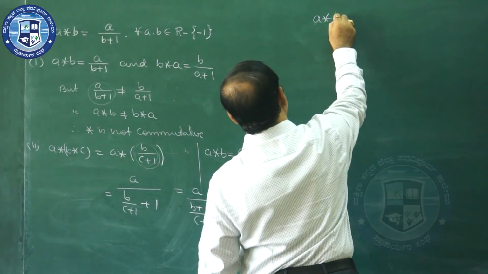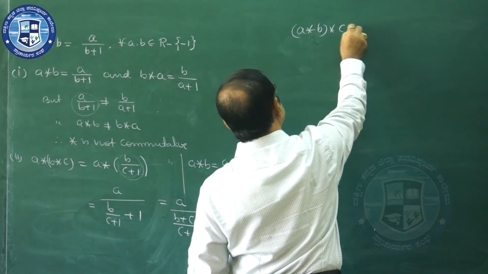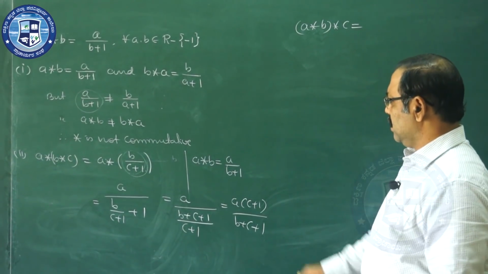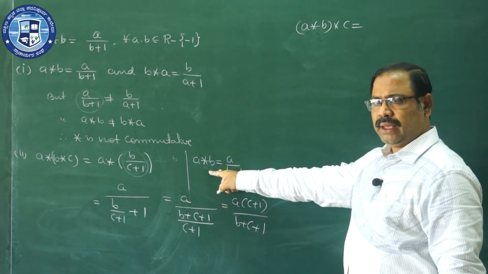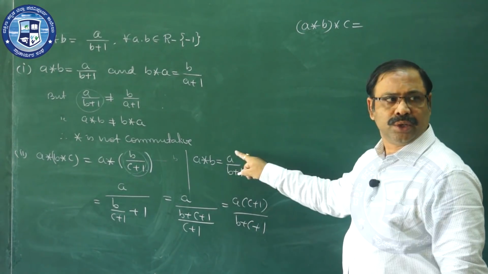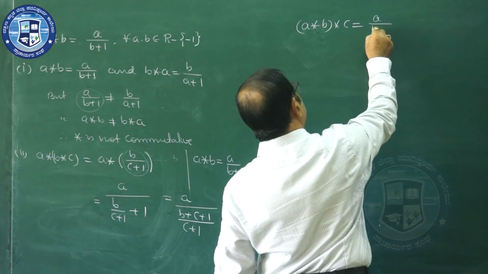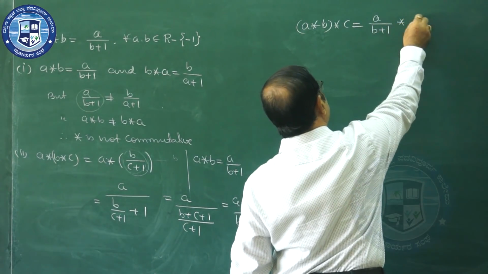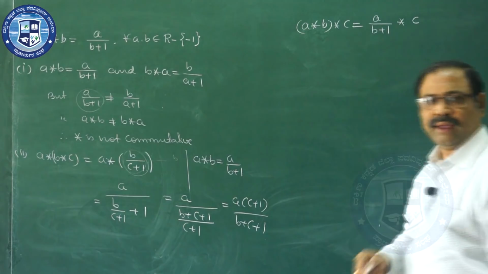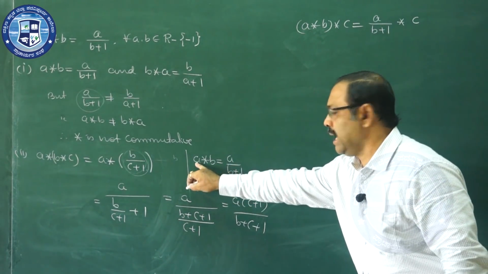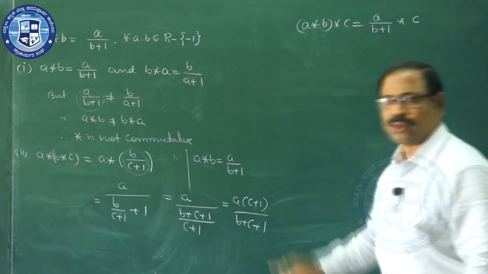Also we write A star B star C. Look here. What is A star B? A star B is equal to A by B plus 1. So, A by B plus 1 star C. Okay. What is A star B? A by B plus 1.